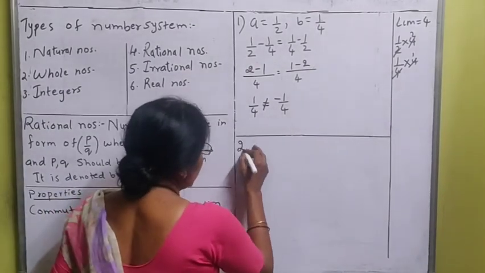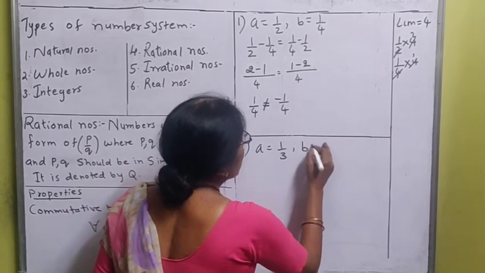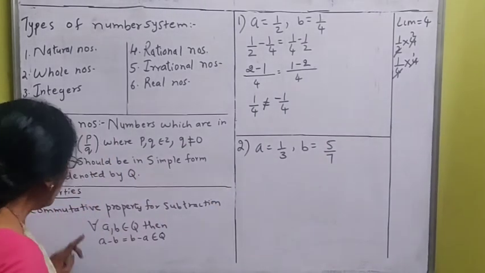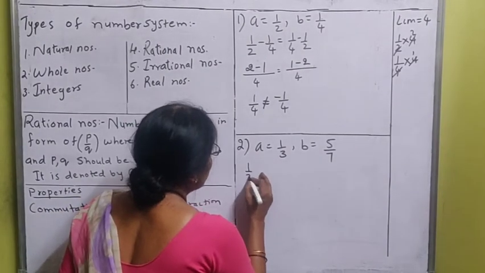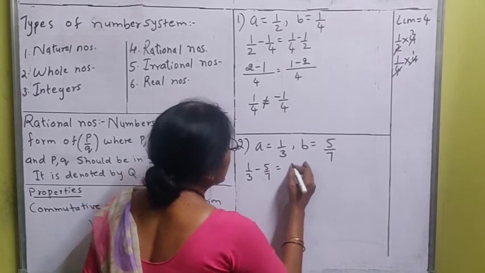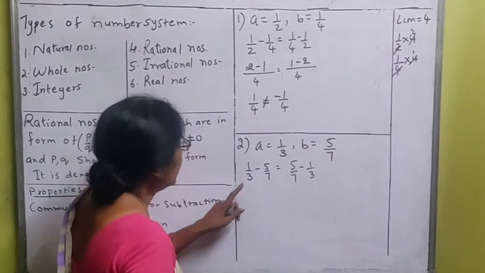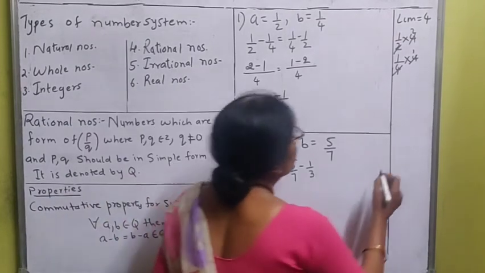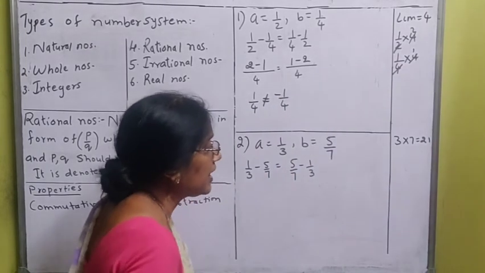Let us take the second example. So what do we take? A is equal to 1 by 3 and B is equal to 5 by 7. So what we have to prove? A minus B should be equal to B minus A. So A minus B will be 1 by 3 minus 5 by 7 is equal to 5 by 7 minus 1 by 3. Here you can see that both are prime numbers, so you have to multiply. 3 into 7 is equal to 21. So you got the LCM as 21.